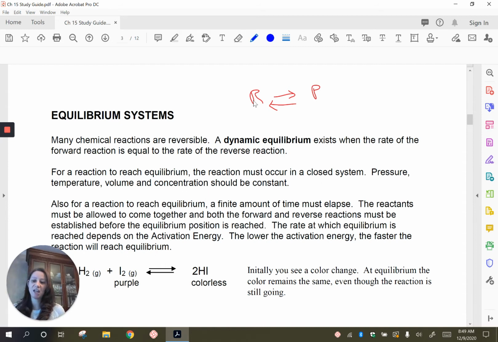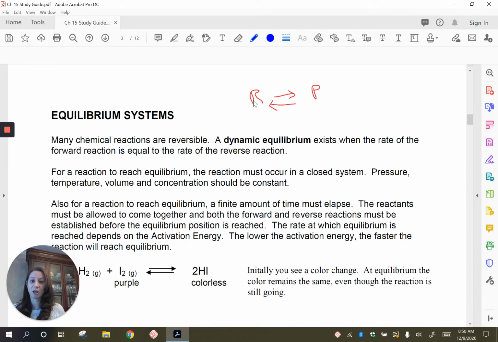So we call that a dynamic equilibrium. Dynamic means changing. Equilibrium obviously means equal. And so it's equal in that the forward rate is equal to the reverse rate. So the rates of the forward and the reverse reactions are equal. We call it dynamic because the particles are constantly changing. The reactant molecules turning into products, the product molecules turning into reactants. So the particles are continuously changing.